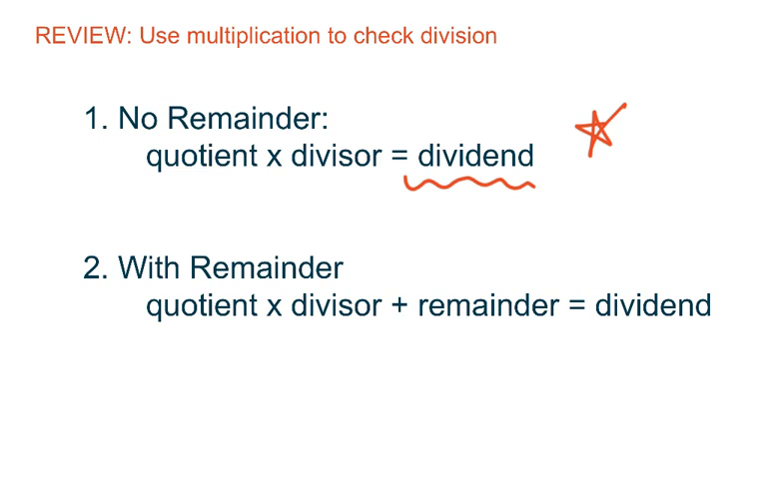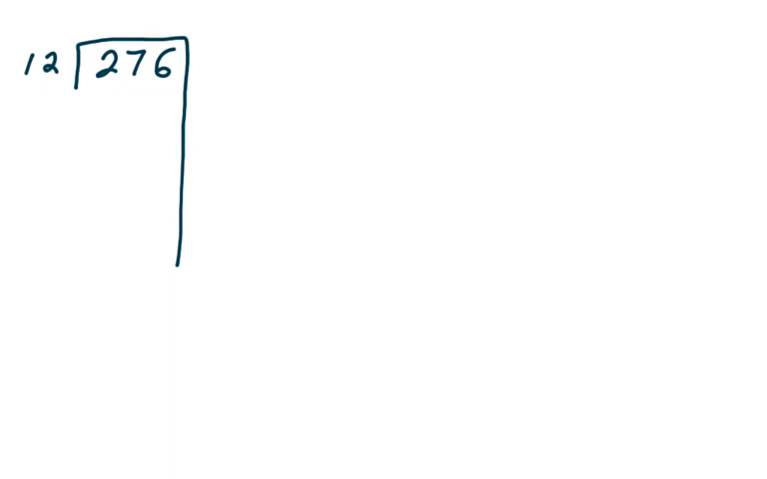Now, if you have a remainder in your division problem, there's one extra step. Multiply quotient times divisor, add the remainder to the product, and if all of your calculations have been correct for both division and multiplication, you should arrive at a total that is equal to the dividend. So let's put it into practice on two tries.